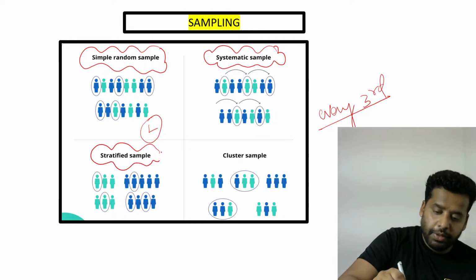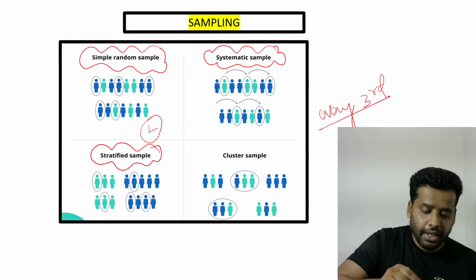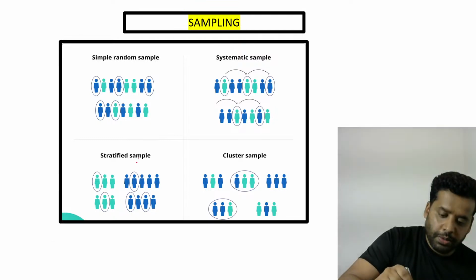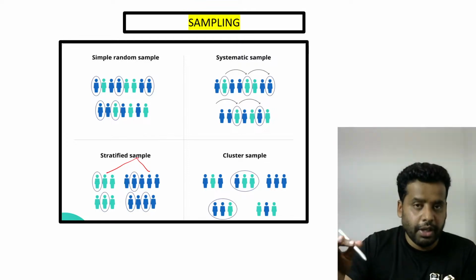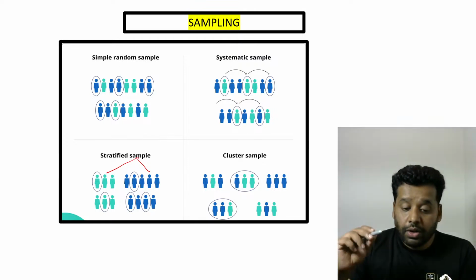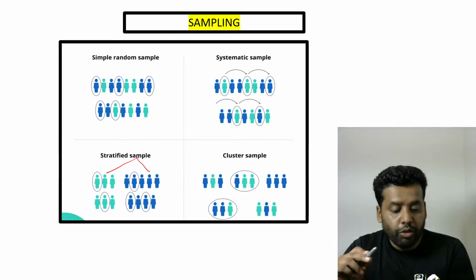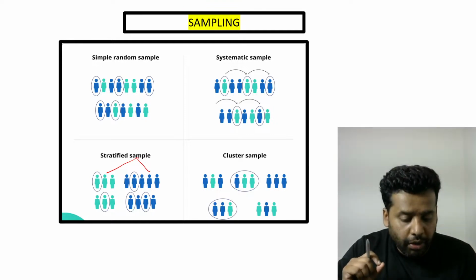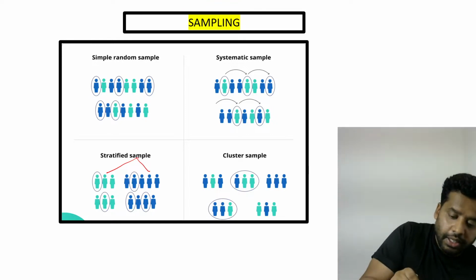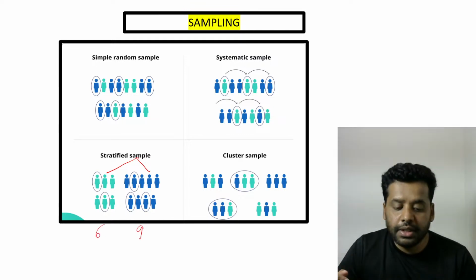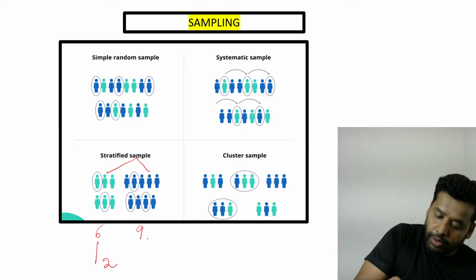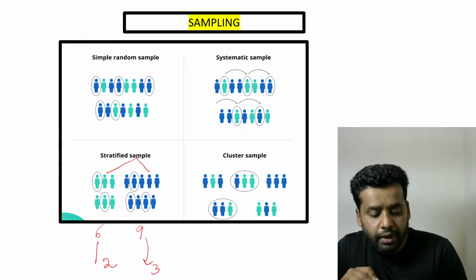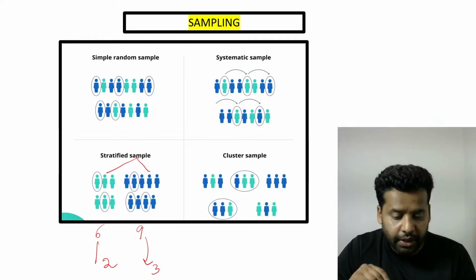Stratified random sampling means, as you can see there, we are dividing the population into two subgroups. For example, males and females you separate. Then accordingly we have to select. You have to give proper representation. As you can see there, there are 6 males and 9 females, for example. From 6 you are selecting 2. From 9 you are selecting 3. You are giving proper representation.